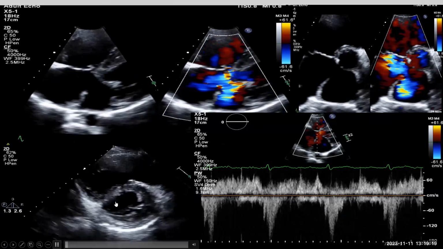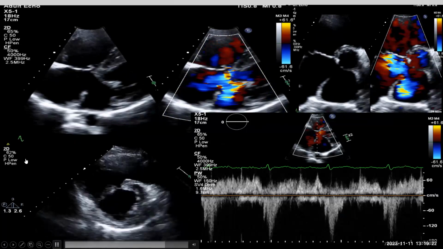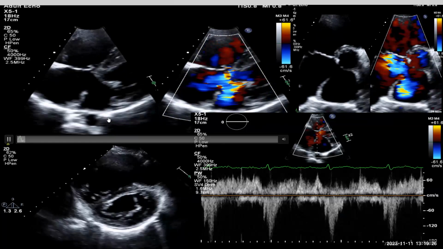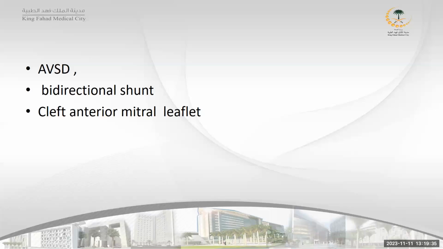And you have a cleft mitral valve. So all of these are suggestive of what? As you said, this is AV canal defect. Let's now see the answers. So this is AVSD, bidirectional shunt, cleft anterior mitral leaflet.